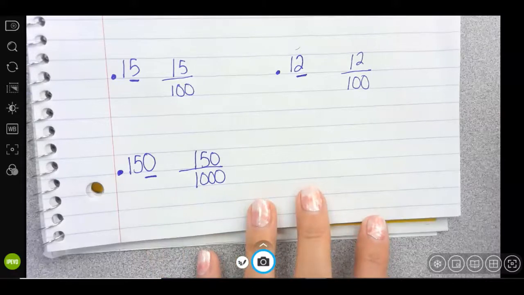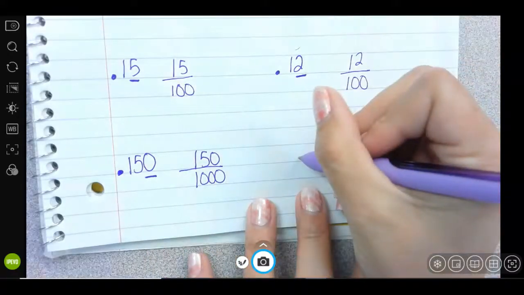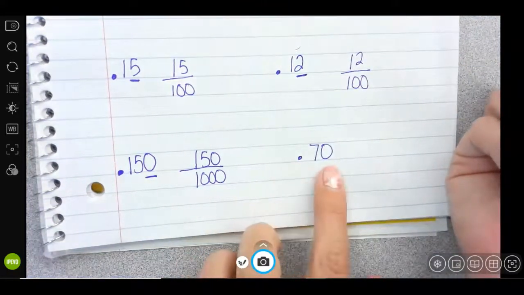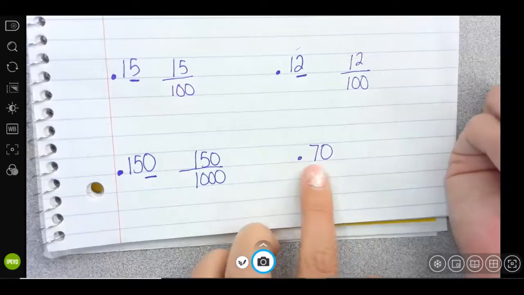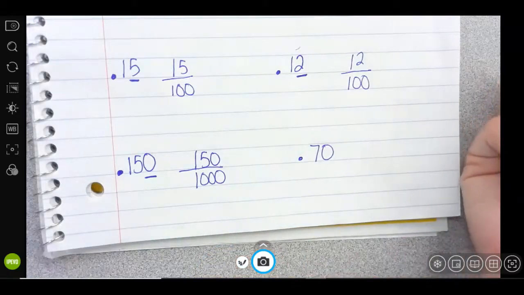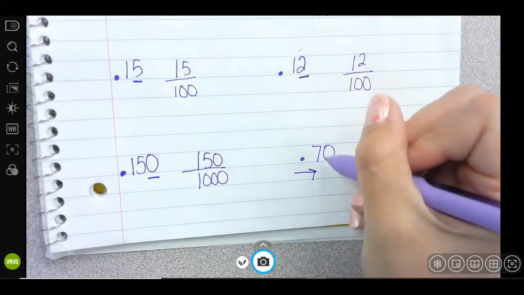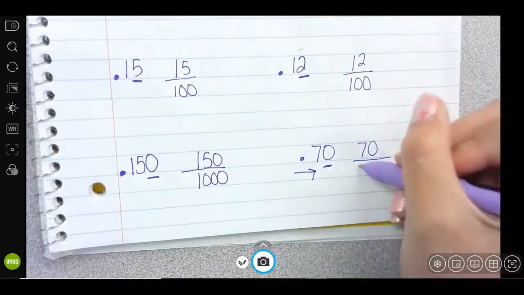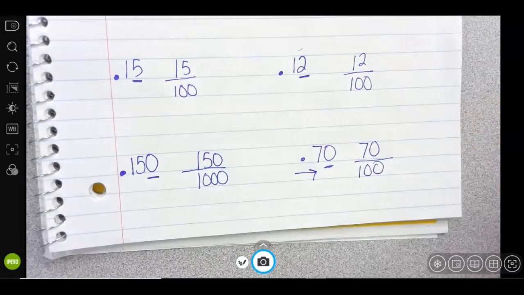Colt, give me a number less than 100. We'll do one more. 70. So we have 0.70. Is 0.70 or 70 hundredths greater than 1 whole, equal to 1 whole, or less than 1 whole? Less than 1 whole. Anything before the decimal is less than 1 whole. So this would be 70. The 0 is in the hundredths, so it would be 70 hundredths. Okay.